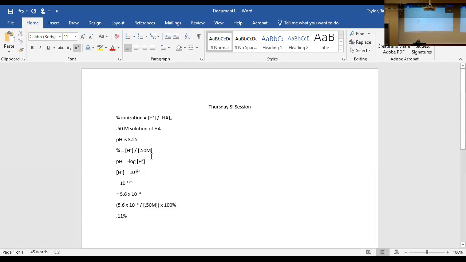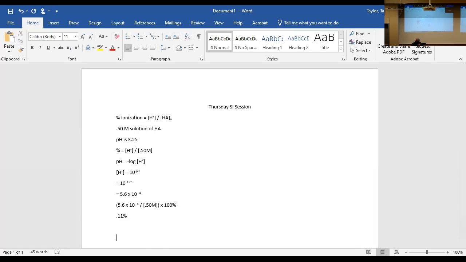So it's important to remember this formula. But the really important part is to remember how to get the pH and the hydrogen ion concentration from one another. These equations right here are the inverse of one another. This one we went over last week, and this is the one she covered on Wednesday. So that was it for the percent ionization.